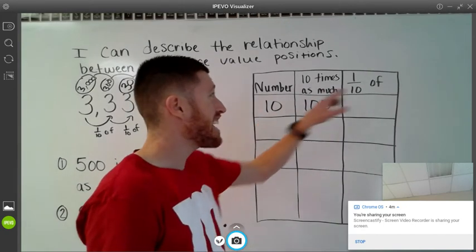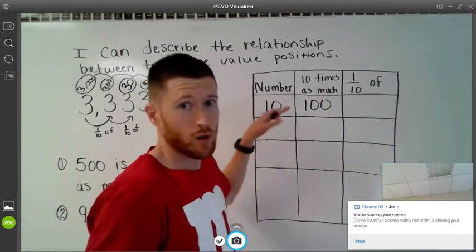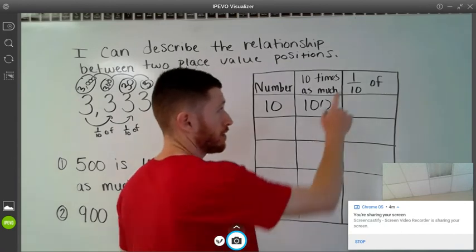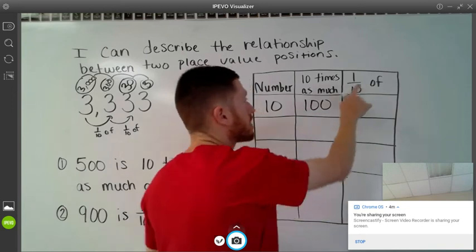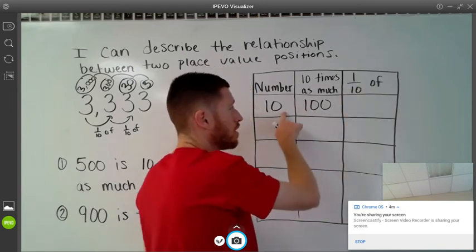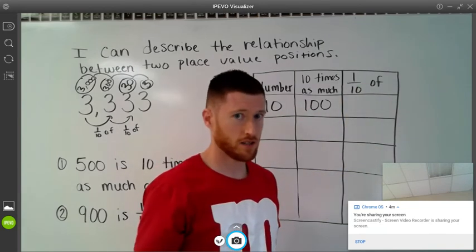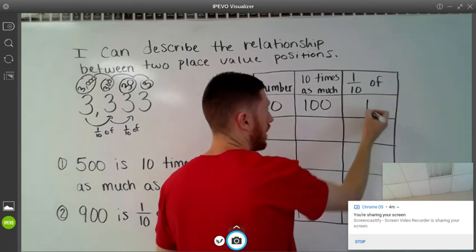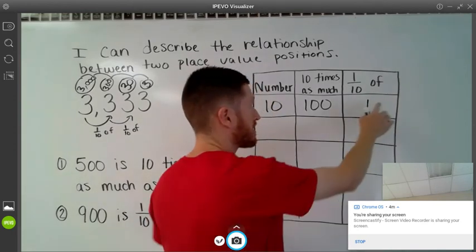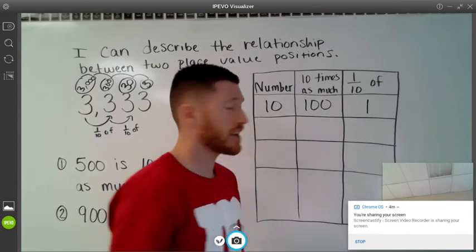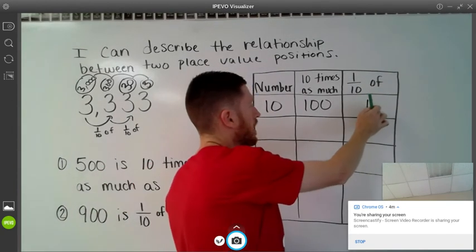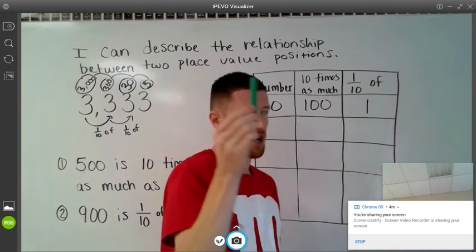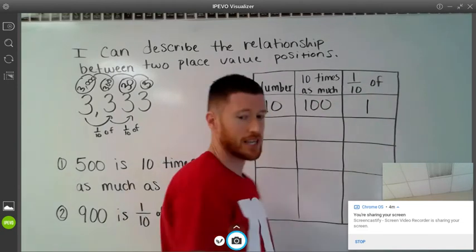And 1/10 of the number 10. When you work with these tables in Think Central, be careful. It's not talking about 1/10 of this number. It's talking about 1/10 of the number you started with. So 1/10 of 10 would be 10 divided by 10, which is 1. Or 1 times 10 will give you 10. So we're thinking about 1 10 flat here, I'm sorry, 1 10 rod. 10 times that is 10.